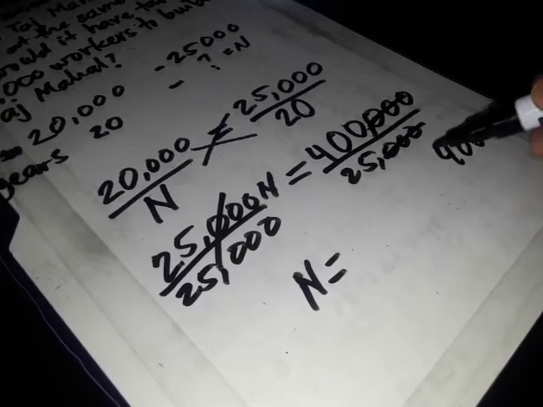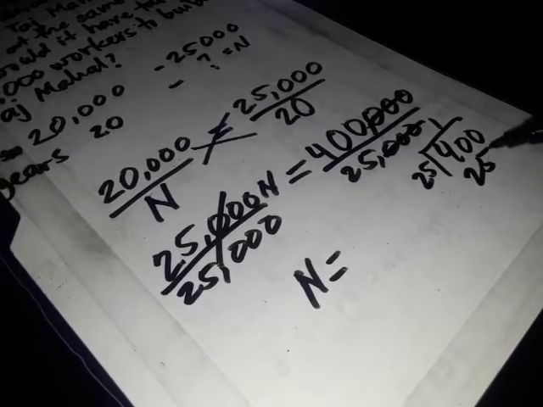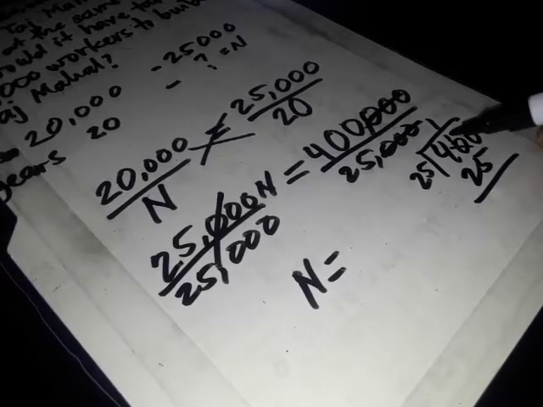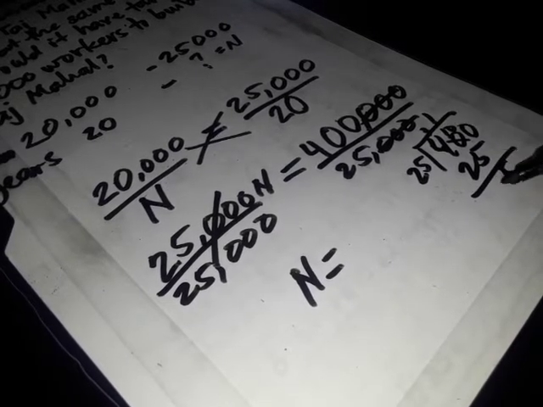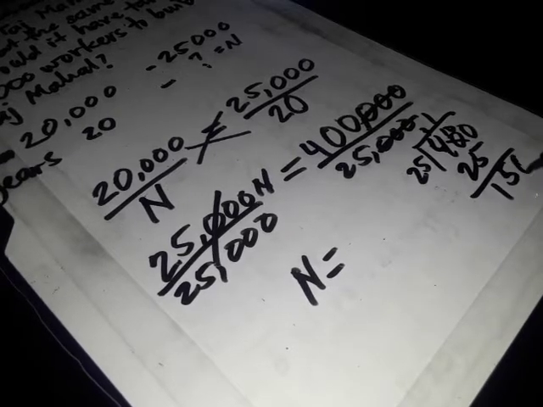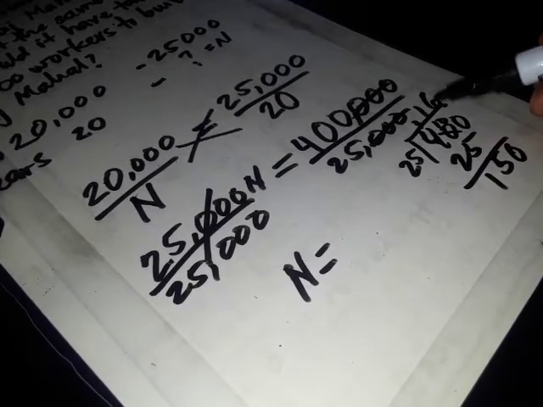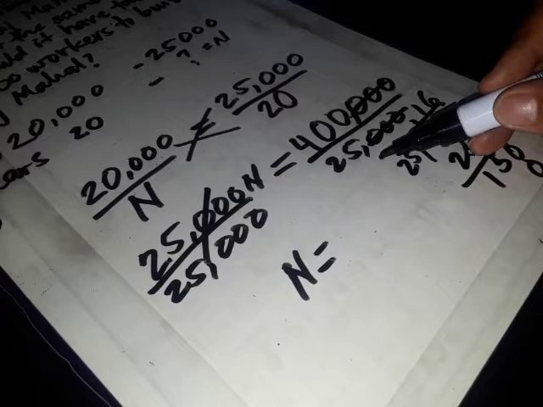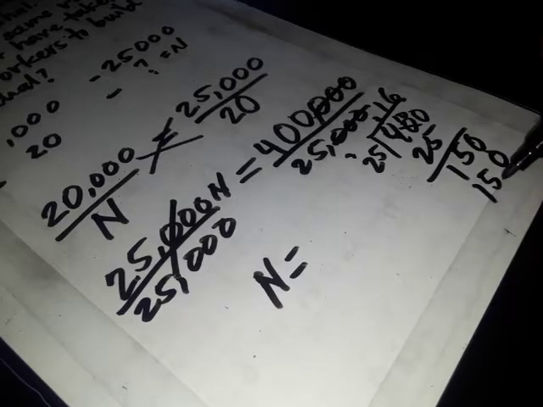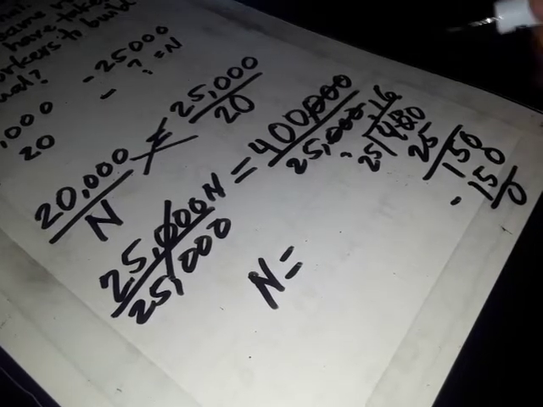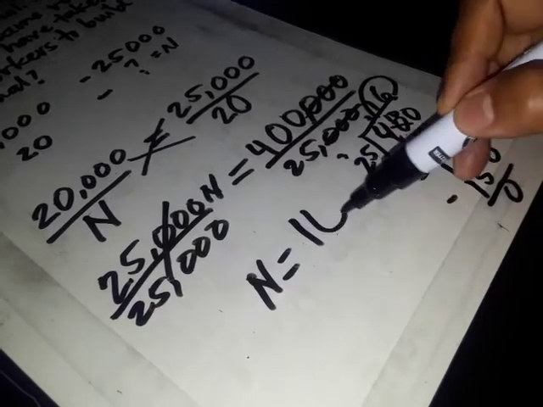So, 400 divided by 25, 16 times 25. 125. So, this becomes 10. This becomes 3. 10 minus 5 is 5. 3 minus 2 is 1. Bring down 0. 150 divided by 25 ay 6. 6 times 5, 30. Carry 3. 6 times 2, 12. Plus 3, 15. So, 0. Then, ang ating sagot ay 16. So, ang ating n ay 16.